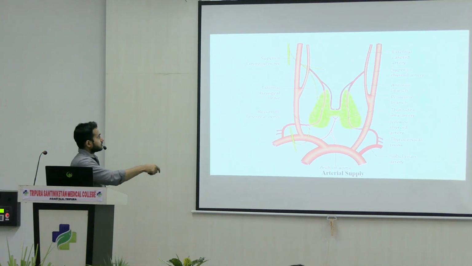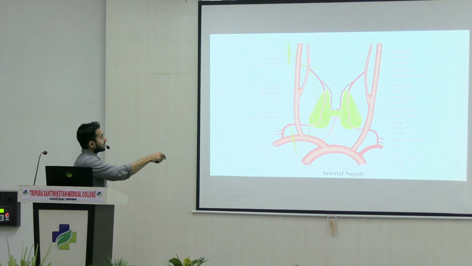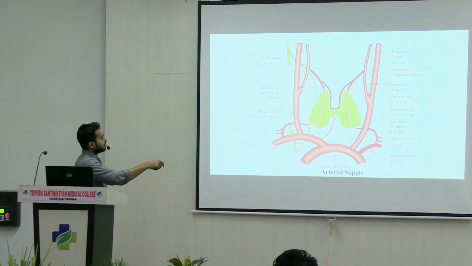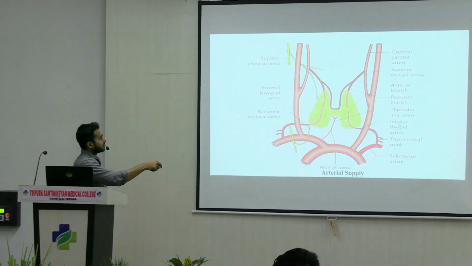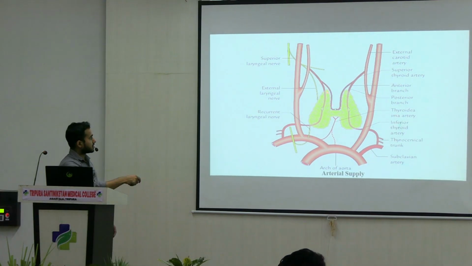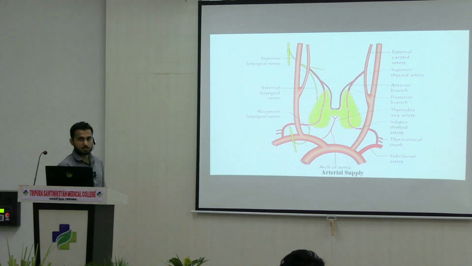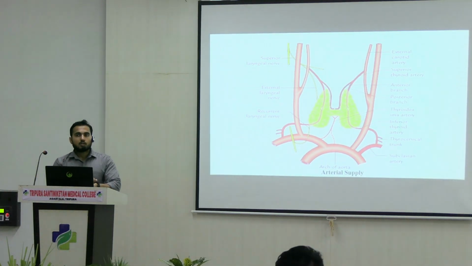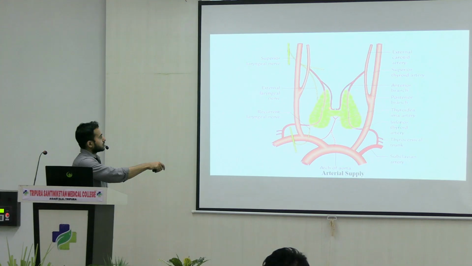Now here you can see, this is the external carotid artery, and this is the superior thyroid artery. Now the superior thyroid artery is going downwards and forwards. When it is going downwards and forwards, it is accompanied by the external laryngeal nerve. Now when it comes near the apex, the nerve will leave the artery, and this artery will divide into two branches, as you can see in the diagram. So this is the posterior branch and this is the anterior branch.